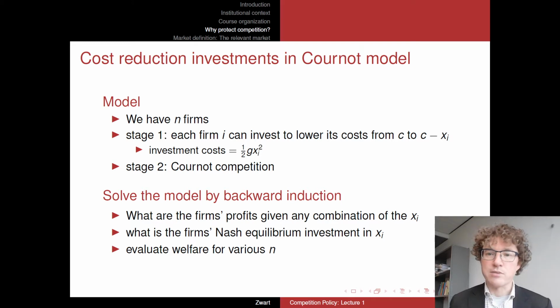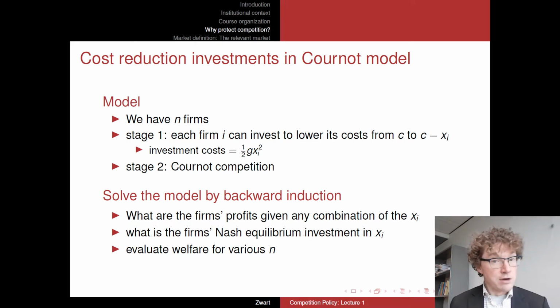So each of these firms i will have the ability to invest to lower their costs. So they will all start out from the same cost, C, but they can invest to reduce their costs to C minus x_i. But of course, it's costly. There's some investment costs which are, as depicted here, a half times g, which is some cost parameter, times this x, this cost reduction, squared. So that happens in the first stage. Each of these firms is going to select their particular x. And then in the second stage, each of these firms will have their lowered cost, and they will then engage with these potentially different cost levels in Cournot competition.